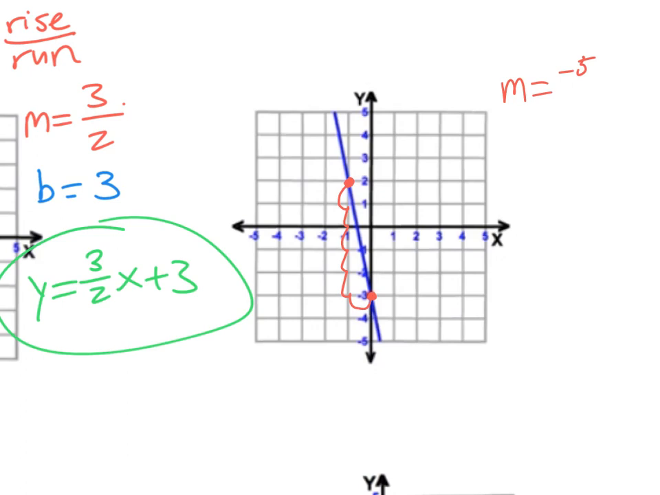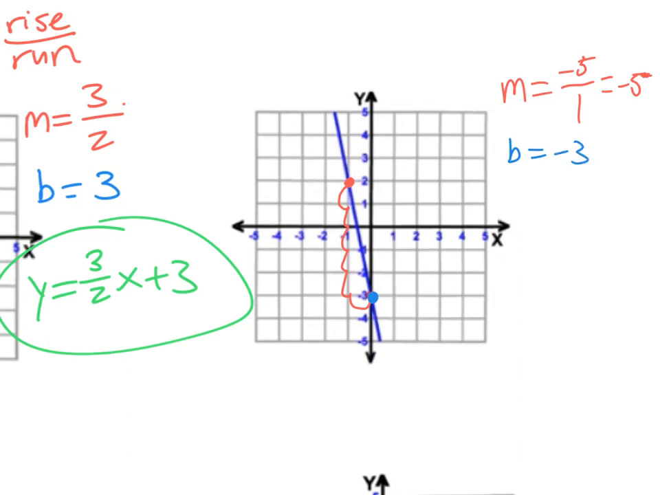And then over 1, and that's 1 to the right, so that would be a positive 1. Okay, so our slope is negative 5 divided by 1, which equals negative 5. Okay, that would simplify to negative 5. All right, finally, we want to look at our y-intercept, which is right there on the y-axis at negative 3.